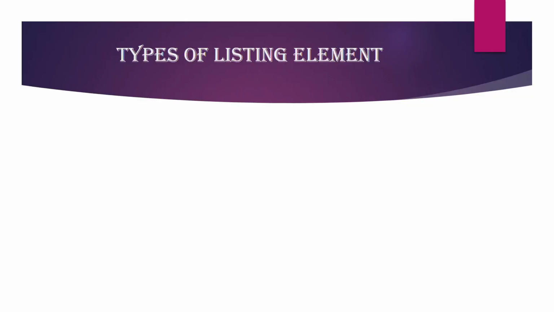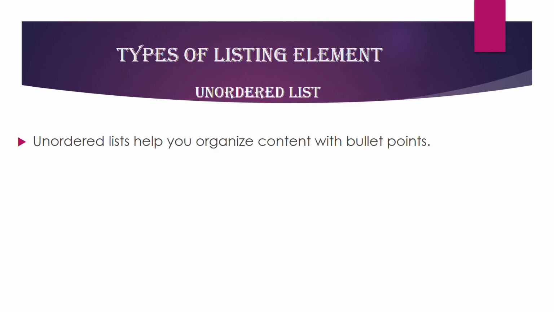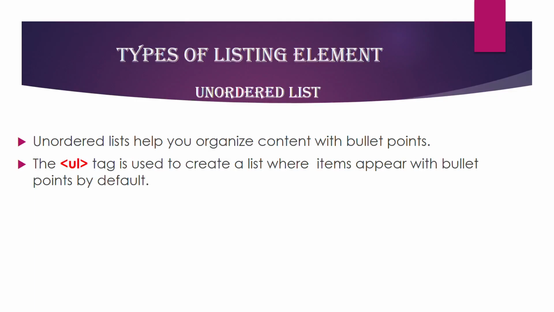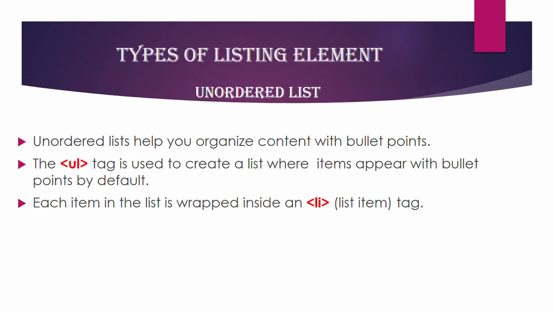The first one we are going to see is the unordered list. The unordered list helps you to organize content with bullet points. The UL tag is used to create the unordered list. Each item in the list is wrapped inside an li tag.